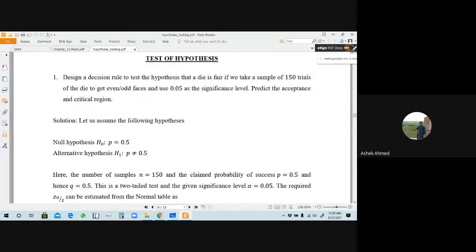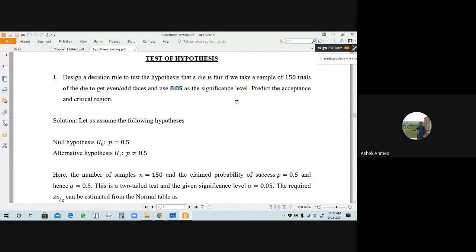So design a decision rule to test the hypothesis that a die is fair. Die fair. Tell me, how many outcomes does a die have? 6. A die has 6 outcomes. If we take a sample of 150 trials of the die to get even or odd faces, from here we will determine even or odd faces, and use 0.05 as the significance level. What is 0.05? It is the value of which symbol? Alpha, the alpha value.